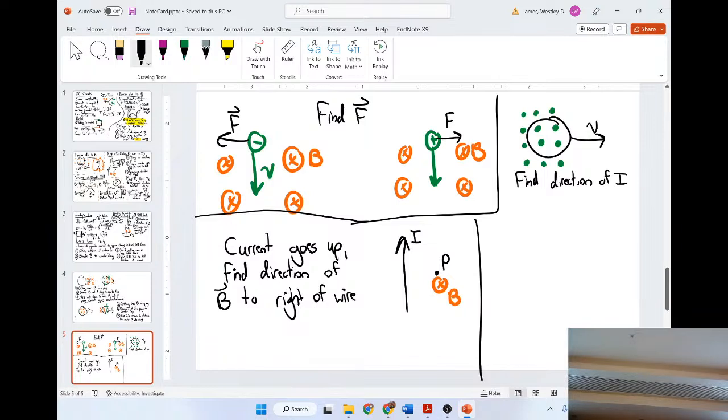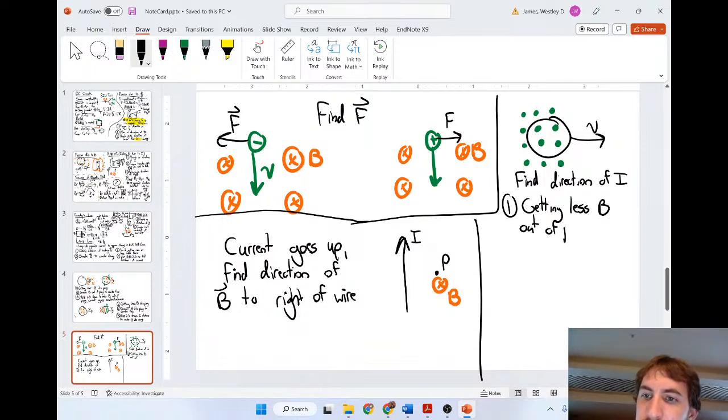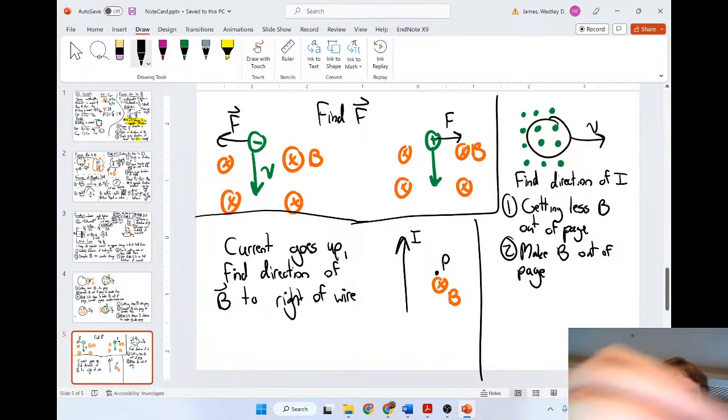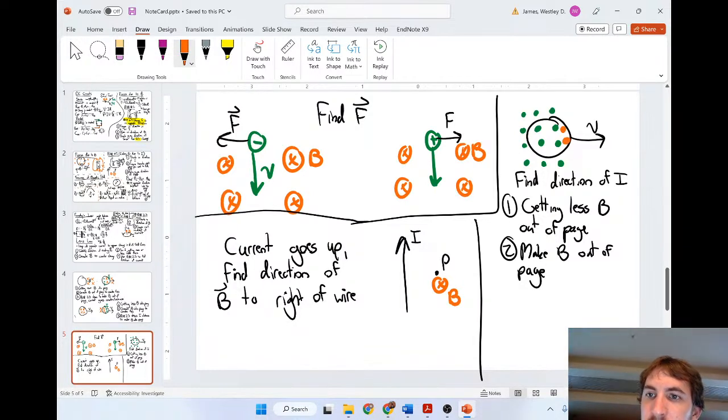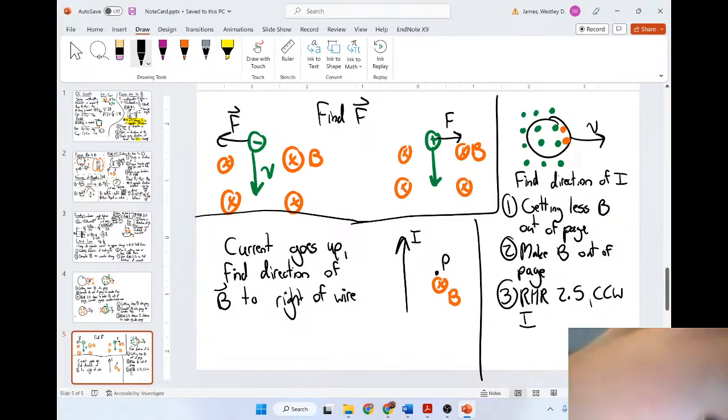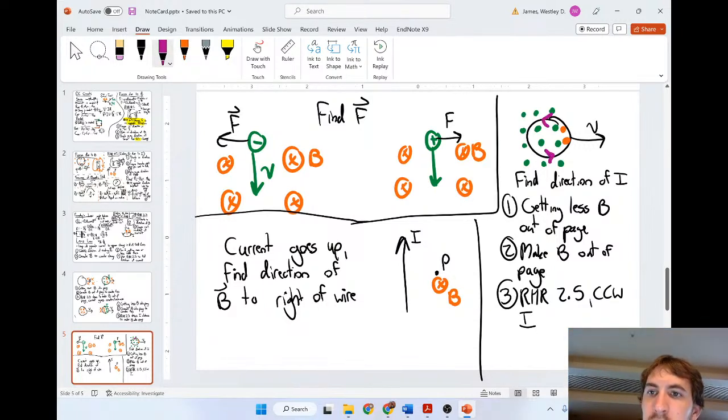So thinking through the steps, this is a Lenz's law problem. Am I getting more field lines or less? Less. What way am I getting less field lines of? Am I getting less of them into the page or out of the page? Getting less B out of page. Make B out of page. We'll call those orange, so I'm going to make some. Right-hand rule 2.5, counterclockwise current, to make a current that is going to make a field into the page or out of the page.